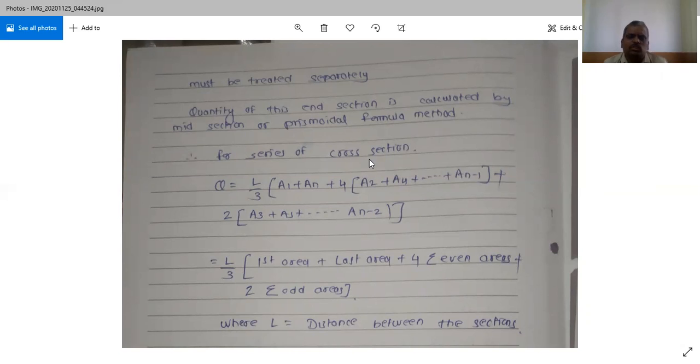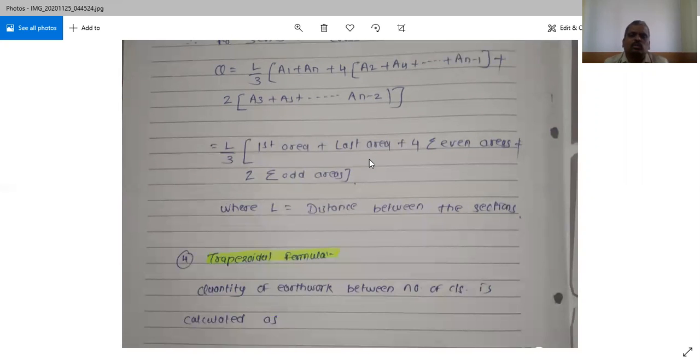For a series of cross sections, what you have to do is L by 3. Suppose the interval of chainage is 20 meters. At that time, it will be 20 divided by 3 into the bracket A1 plus AN plus 4 into all even areas, plus 2 into all odd areas. That means L by 3 into the bracket first area plus last area plus 4 into even areas plus 2 into odd areas. By using this method, very easily we can calculate the quantity of all sections at once.